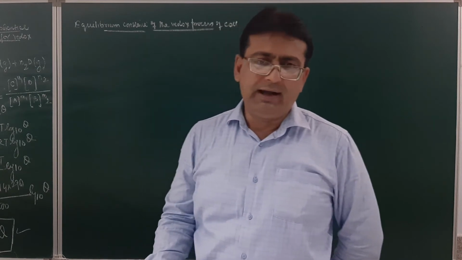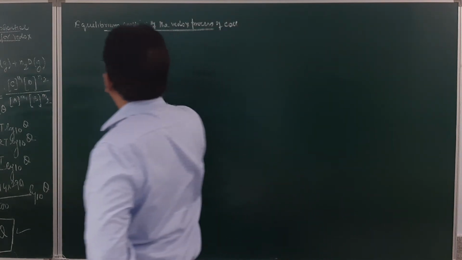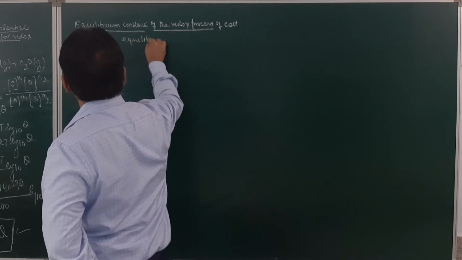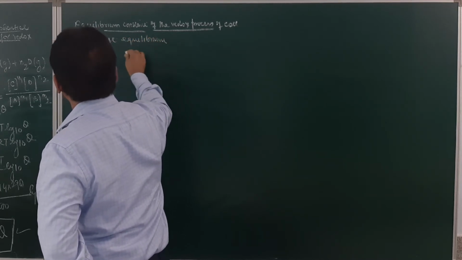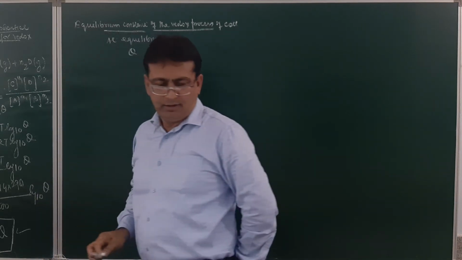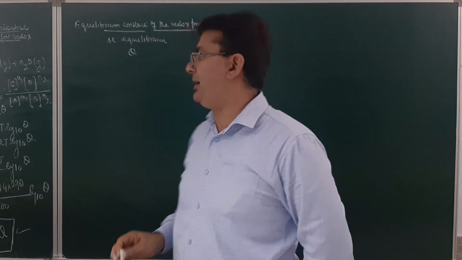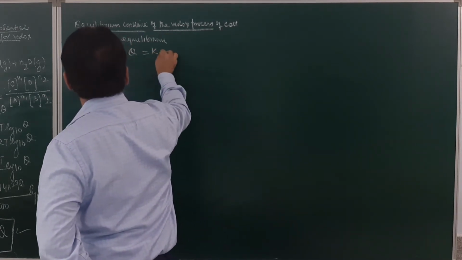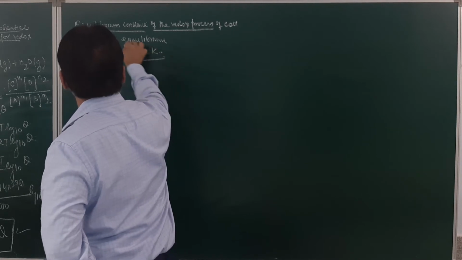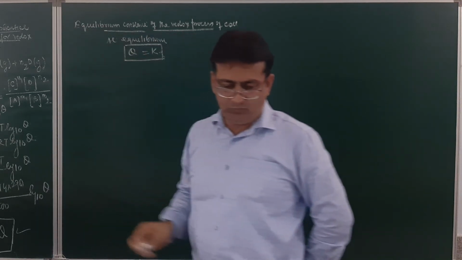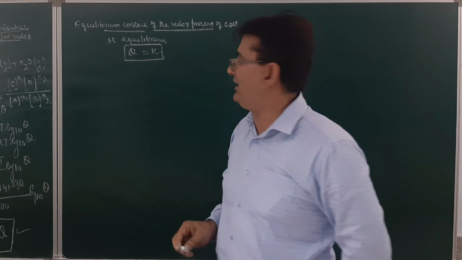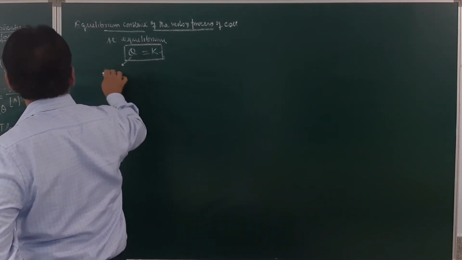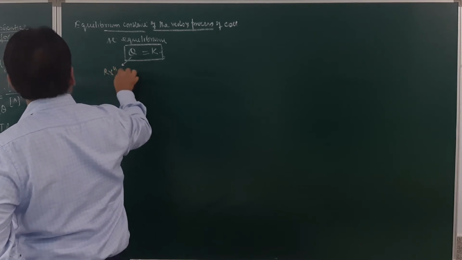Student, we all know at the stage of equilibrium, this concentration quotient Q will be equal to the equilibrium constant, Q will be equal to K. Am I clear? So at the stage of equilibrium, the concentration quotient will be equal to the equilibrium constant. What is this Q over here? This is the reaction quotient.